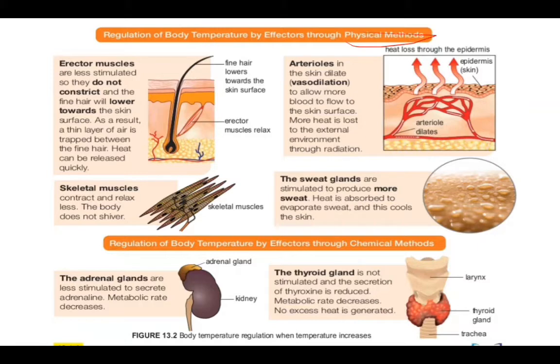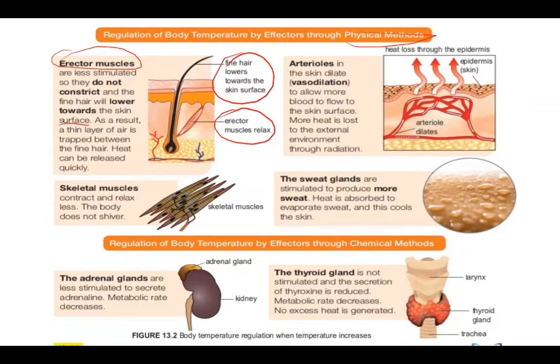Okay, apa yang terjadi? Erector muscles di sini are less stimulated, so they do not constrict, and the fine hair will lower towards the skin surface. Okay, so as a result, a thin layer of air is trapped between the fine hair. Heat can be released quickly. So bila temperature tinggi daripada normal, ini yang akan terjadi. Okay, so fine hair lowers towards the skin surface, sebab erector muscle less stimulated. So di sini heat can be released quickly. Okay, so di sini erector muscle dia relax lah.